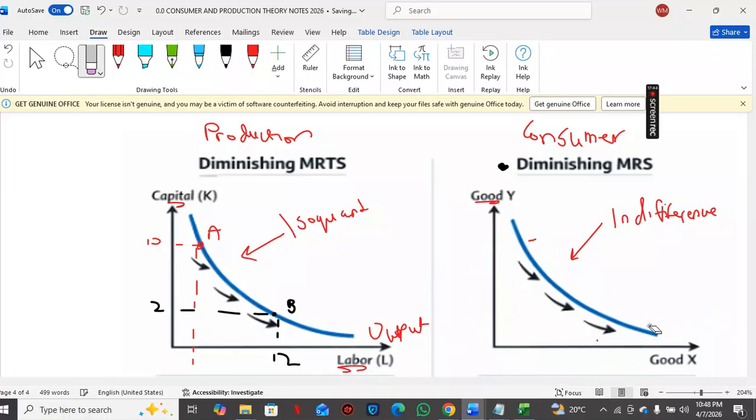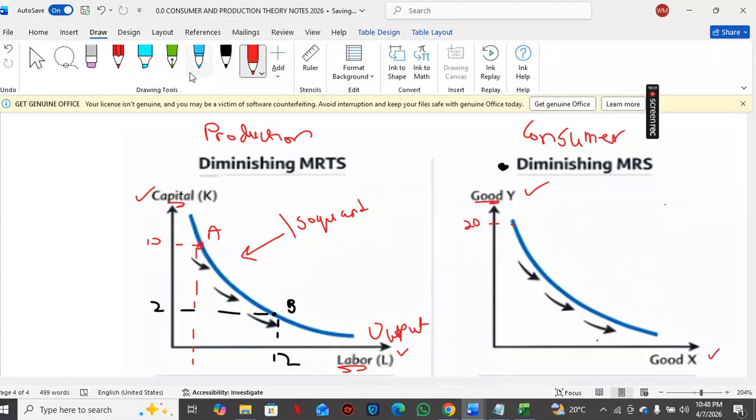Let me illustrate this here. There's also a video on this, the diminishing marginal rate of substitution. But let me just try to illustrate here. This diminishing marginal rate of substitution applies also to the diminishing marginal rate of technical substitution. It's just that in production theory, what is being given up is capital to get labor. In consumer theory, what is being given up? Good y in order to get good x.